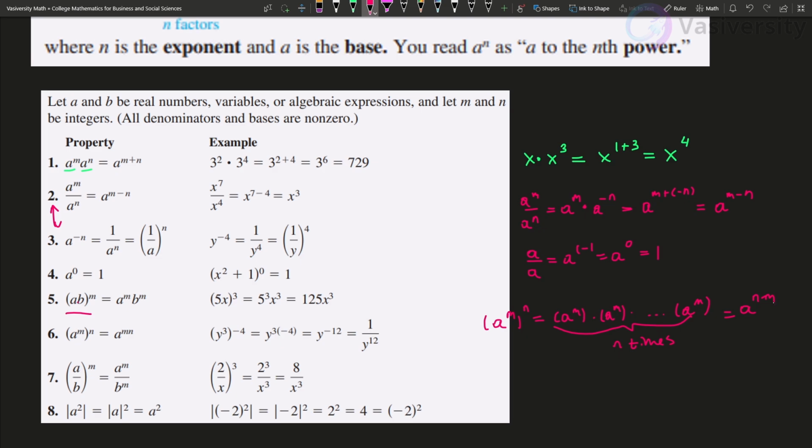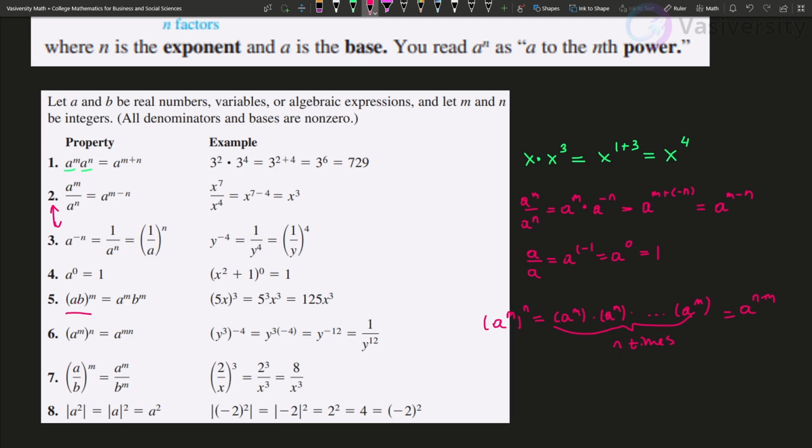Very important. And then number 7, similar idea. We can multiply a over b, m times, and that's going to be a to the power of m over b to the power of m. Here, specifically for the square, right? A square will always make things positive because a square makes a number multiply by itself, and if we multiply two negative numbers, we're always going to get a positive number. So number 8 gives us that the absolute value of a, squared, is the same thing as a squared. So the second power essentially cancels out the absolute value.